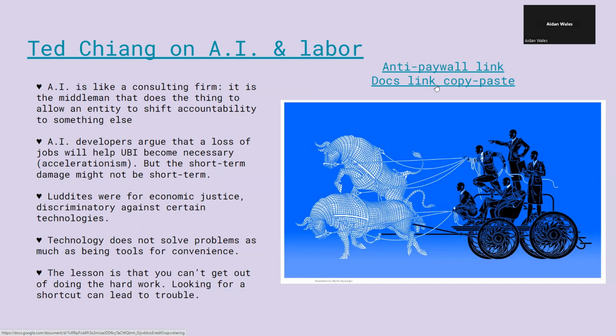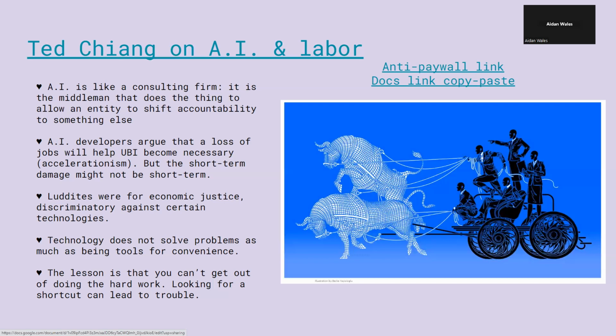So he says AI is like a consulting firm. It is the middleman that allows an entity to shift accountability to someone else. Basically, this is a way to undercut people and say, "Oh, it's AI." It's like, we're using this, and we're not taking away from artists. We're using artwork, and we're advancing our illustrations and stuff that way, et cetera, et cetera.